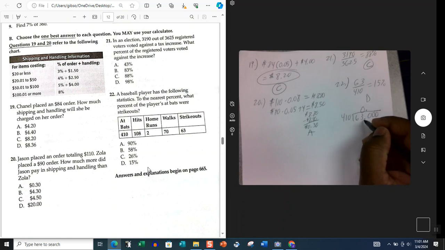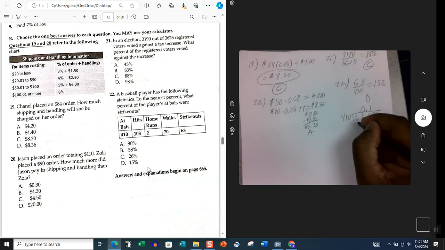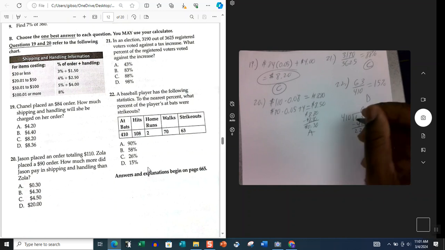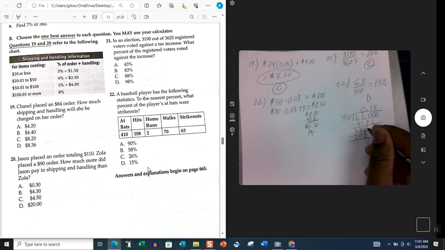So 410 doesn't go into 63. 410 goes into 630 once. 1 times 410 is 410. So this would be 220. Bring down our 0. 410 goes into 2200 5 times. 5 times 0 is 0, 5 times 1 is 5, and 5 times 4 is 20. So this will leave us 150, and we'll bring down our 0. 410 goes into 1500 3 times, and then we will stop here.